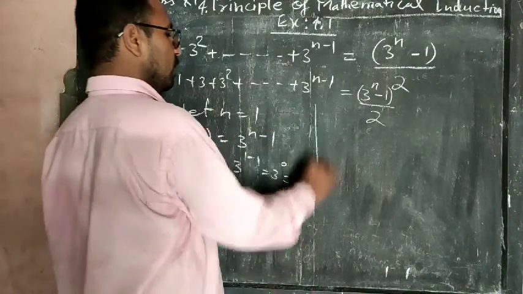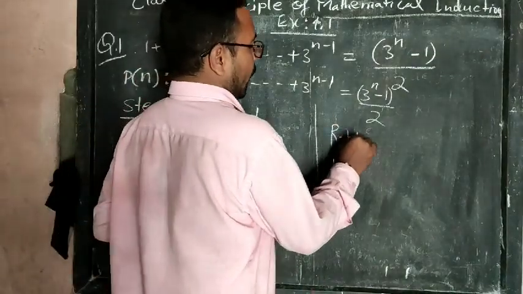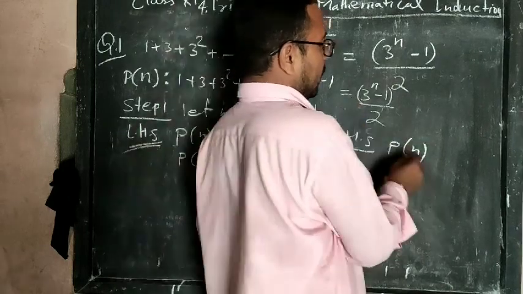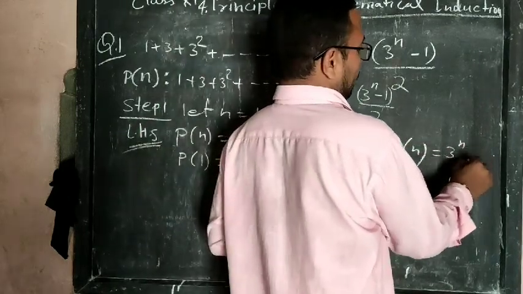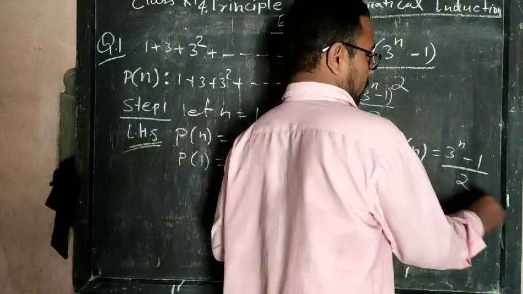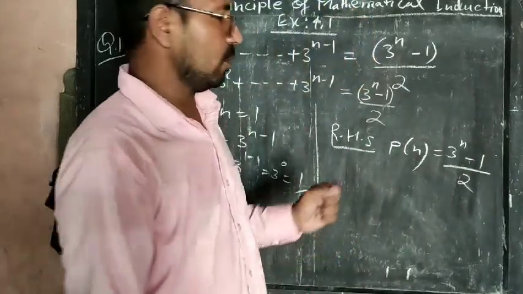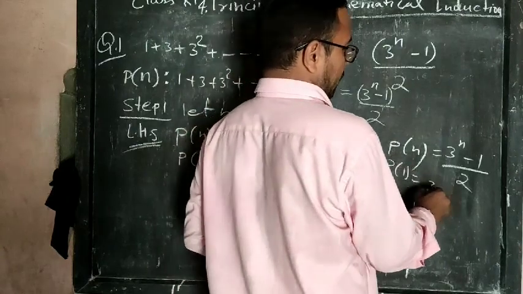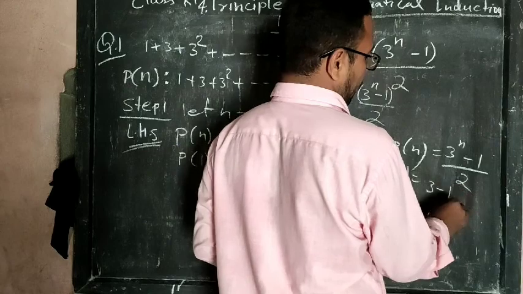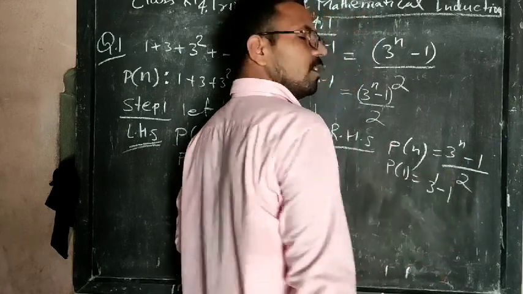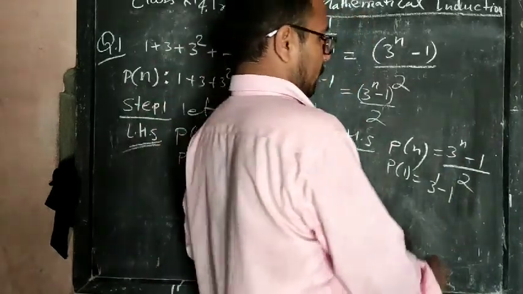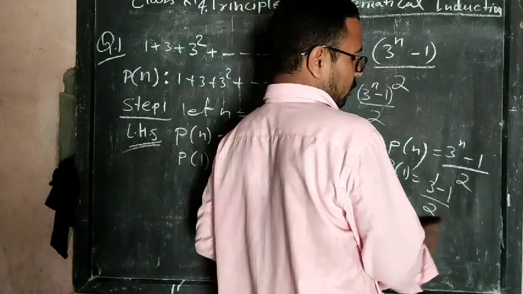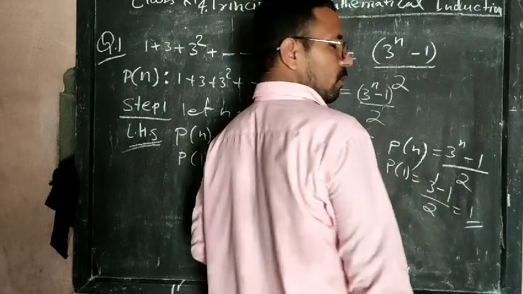So now same thing we will take on the RHS side. RHS Pn is equal to how much? This much is there, that is 3 to the power n minus 1 by 2. So n is equal to 1. Put it here also. So P1 is equal to how much? 3 to the power 1 minus 1, 3 to the power 1 is 3 only, by 2. So 3 to the power 1 means 3 minus 1, that is 2, and 2 by 2, that is 1.